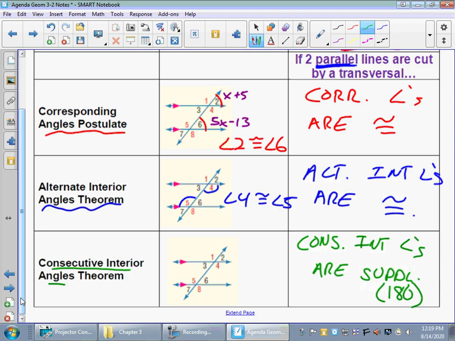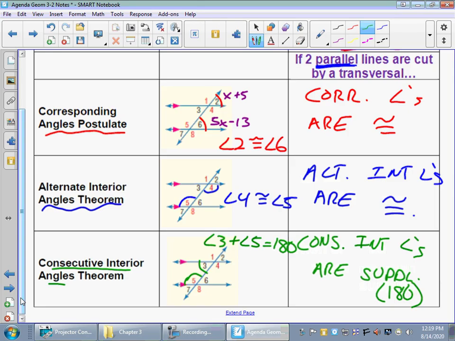If we look at the diagram here in the example, say angle 3 and angle 5, those would be consecutive interior angles. Those two would add up to 180. So they're not congruent, they're supplementary. We would write angle 3 plus angle 5 equals 180 as the equation we could come up with there.